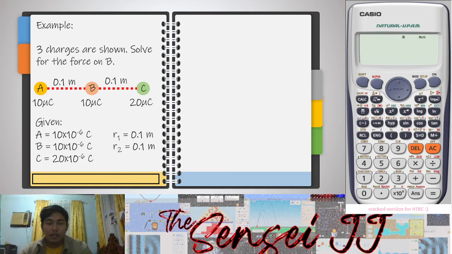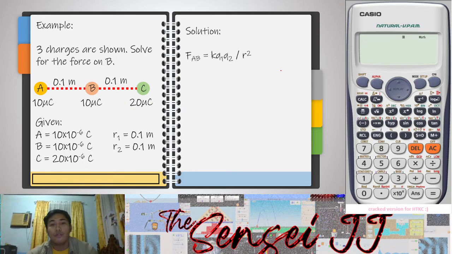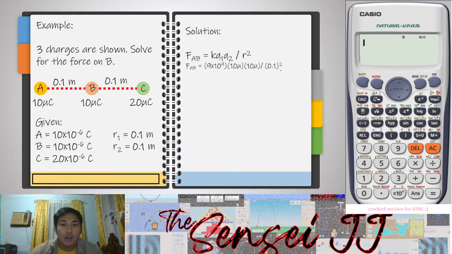Okay, so this is a new example. This was not in our previous discussion, so let's try to solve for this. Okay, so we have here the solution of FAB. Force of AB is equivalent to kQ1Q2 all over r squared. So substituting the values, we have FAB of 9 times 10 raised to 9, 10 microcoulomb and 10 microcoulomb all over 0.1 squared.